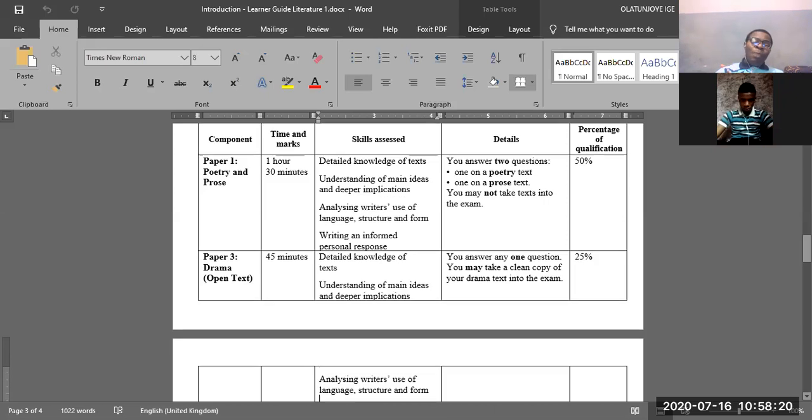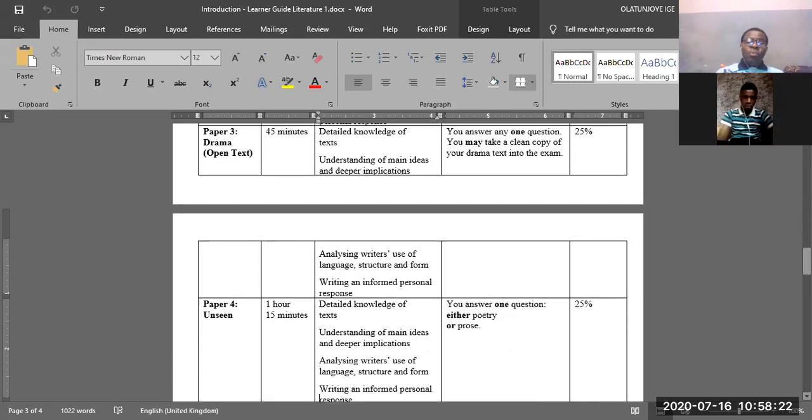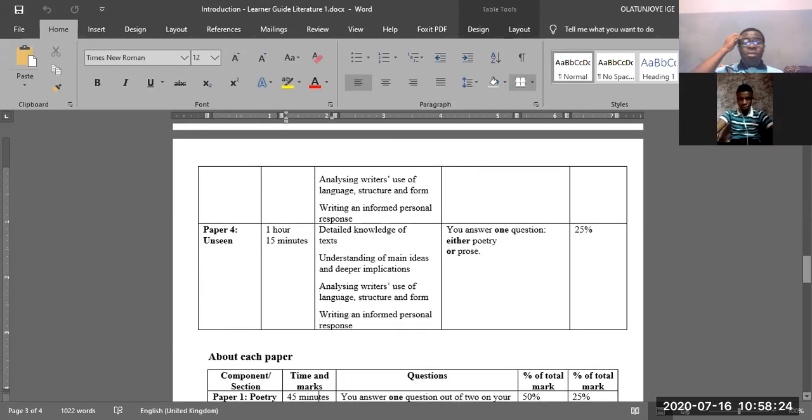Now we have paper 4, which is on the unseen. 1 hour 15 minutes. The same skills will be assessed, but you answer only one question, and it's either a poetry or a prose. Don't forget we said this is unseen. It's not part of what has been prescribed. It's not part of what is given to you. You have not even seen it before. But they will just give you two.